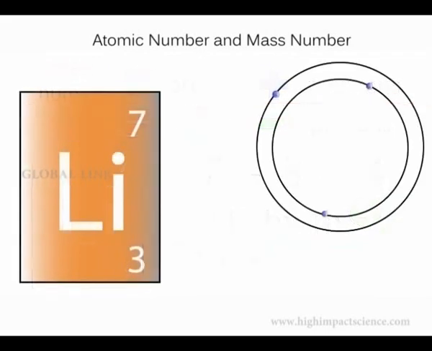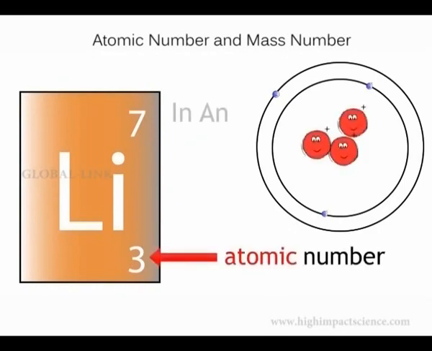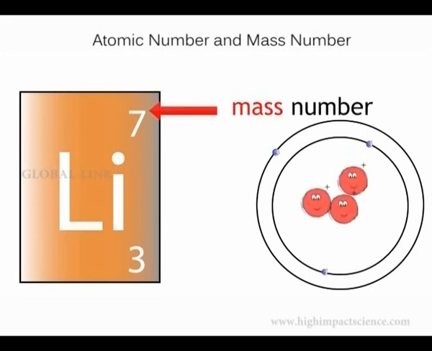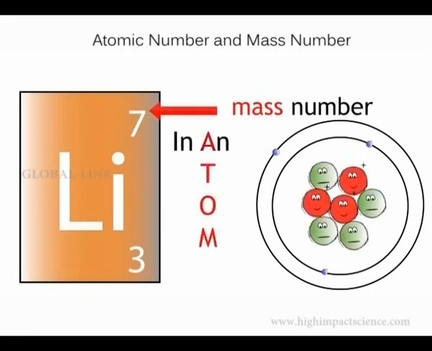And so in summary, the atomic number is the number of protons in an atom of an element, and the mass number is the sum of protons and neutrons in an atom of an element.